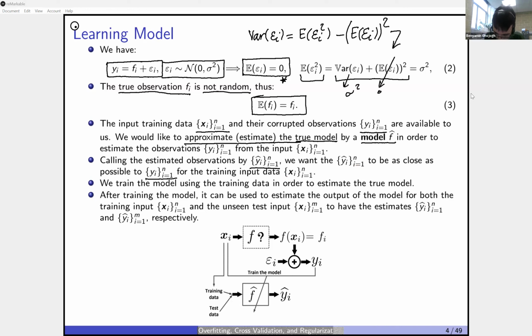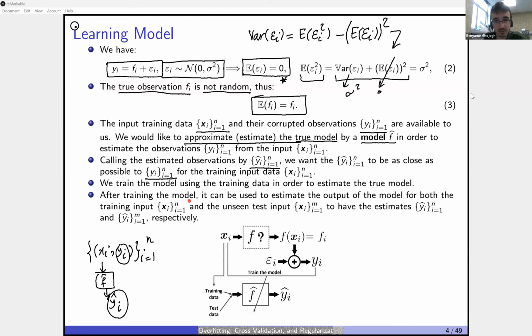So we have some training data points, xi, and their labels yi's, i from 1 to n. If we feed xi to the machine learning model, it outputs some yi hats. And we hope that this yi hat and yi are the same. So the machine learning model outputs the desired labels, right? Or observations. Okay, we train the model using the training data in order to estimate the true model.